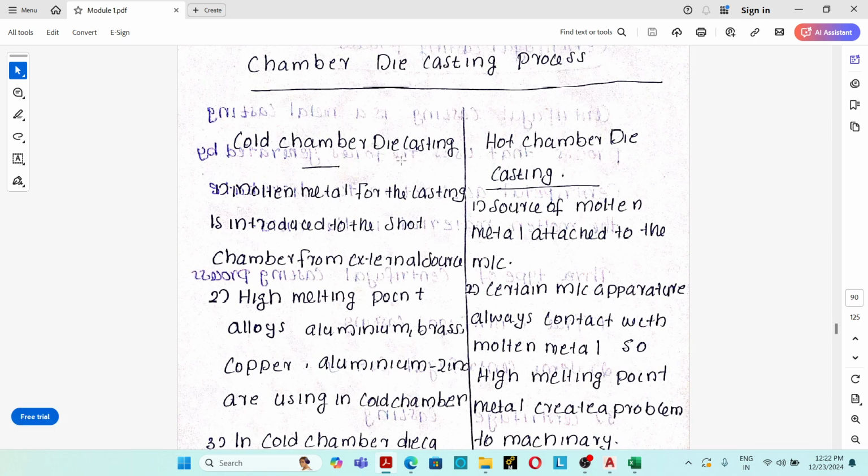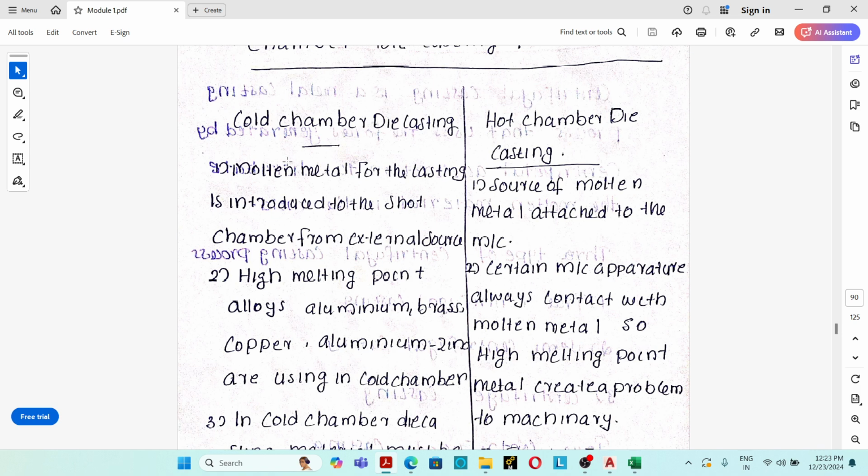First of all, in the cold chamber die casting process, the molten metal required for the casting is introduced into the shot chamber from an external source, from a furnace. It is taken in a ladle.